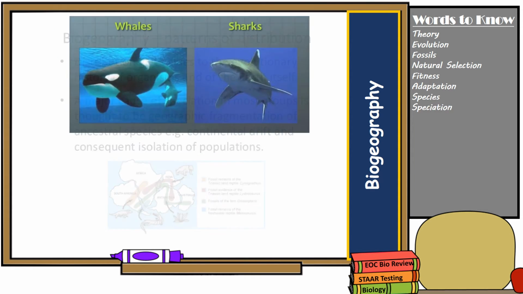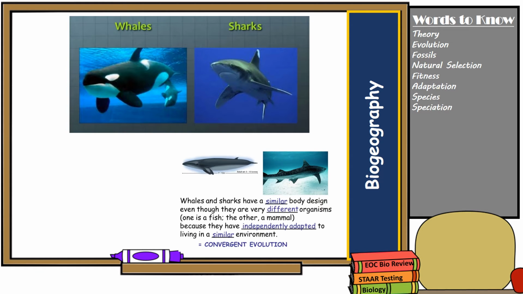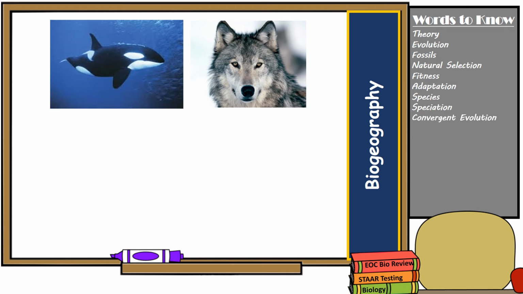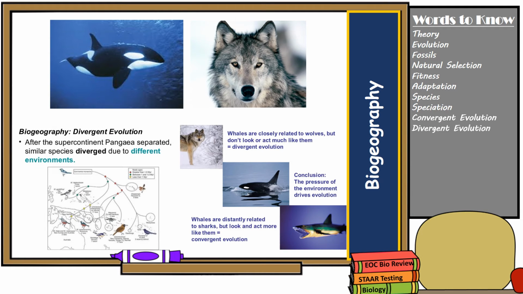Now, geographic distribution also tells us about the type of evolution that may be experienced among different species. For instance, whales and sharks have a similar body design, even though they are very different organisms. I mean, one is a fish and the other is a mammal. But because they have independently adapted to living in a similar environment, we consider this an example of convergent evolution. Now, if we were to look at a species more closely related to whales, such as wolves, who are also mammals but don't look or act like them, well, this would be an example of divergent evolution.